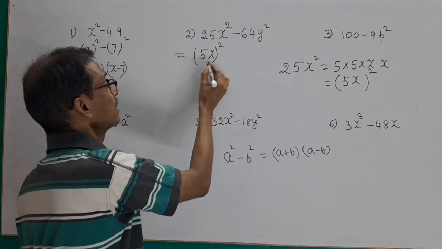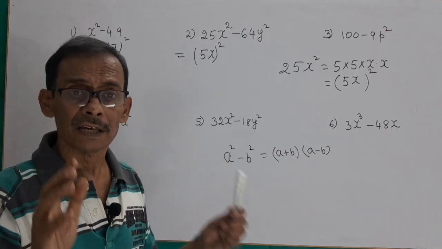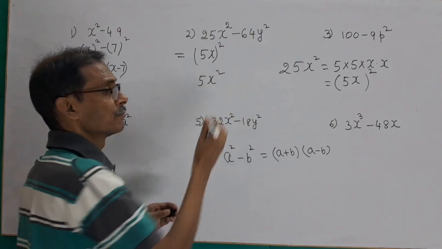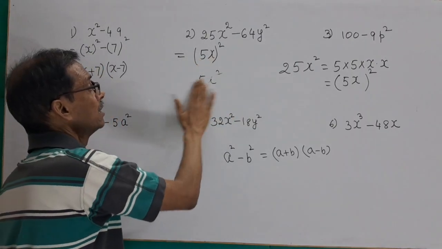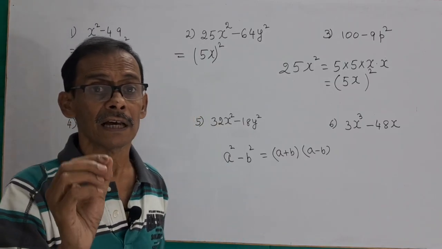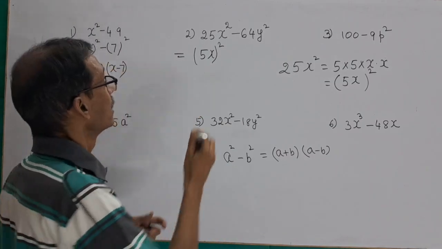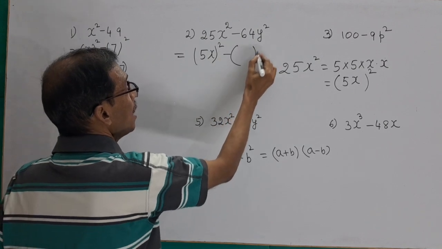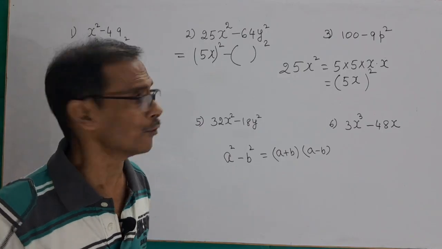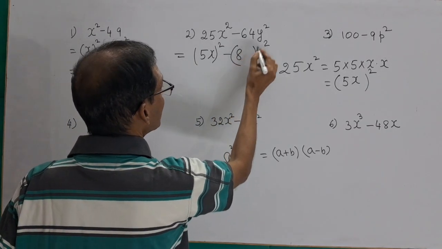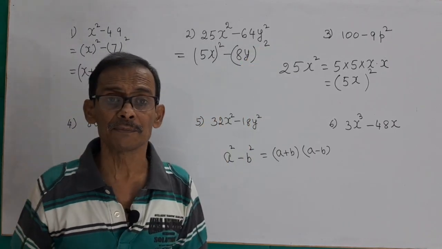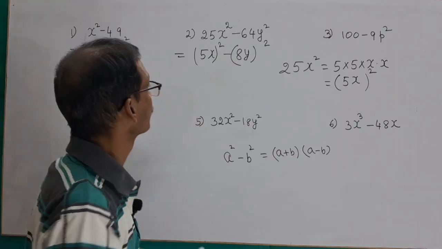Mind it that bracket is essential. You cannot write 5x square as a 5x square. Never. You have to write this as 5x whole square. Then only it implies 25x square. Minus 64y square. Now you know 8 8s are 64. So 8, and you will put y also inside so that 8y whole square becomes 64y square.